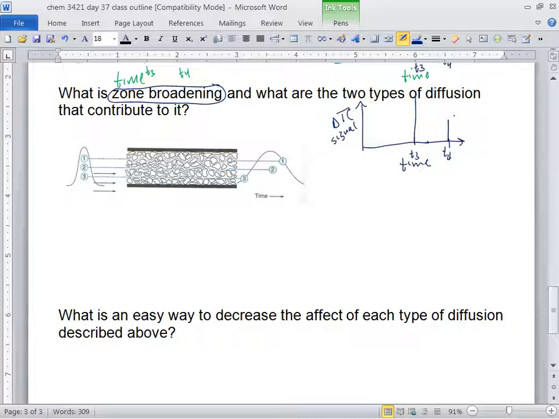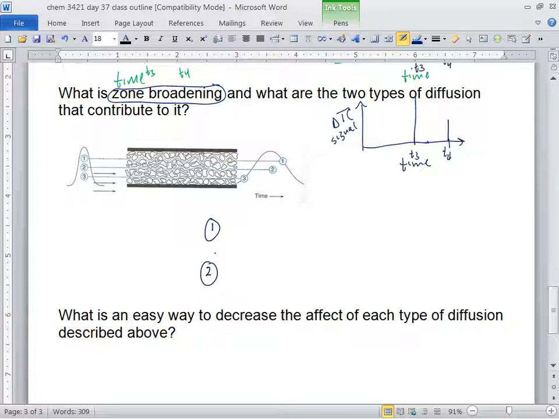And zone broadening has two types of diffusion. That's why you get these peaks. And the more diffusion, or the more zone broadening, the fatter these peaks get. And fat peaks are a bad thing. Right? You want these sharp, narrow peaks. So there's two types of diffusion.